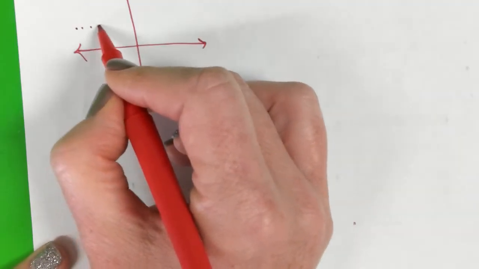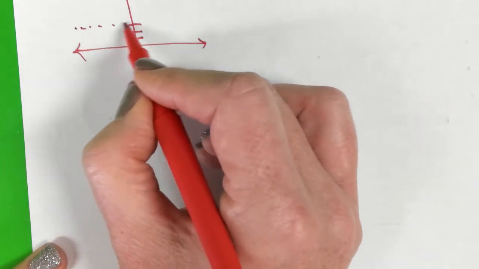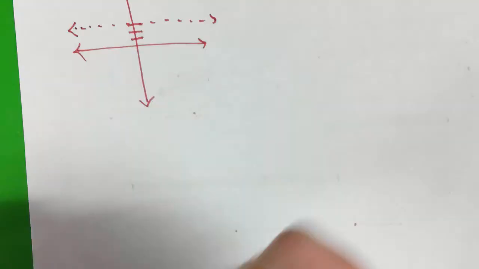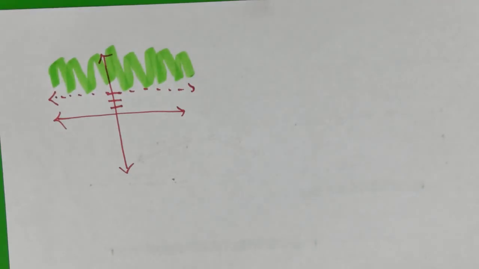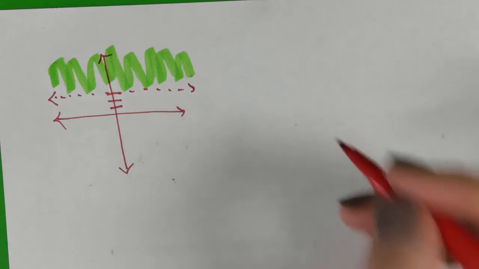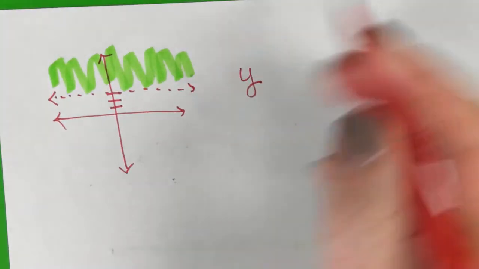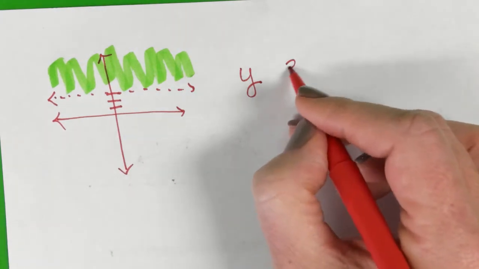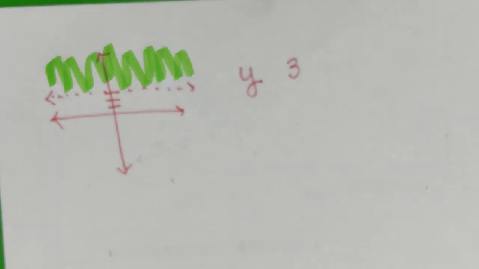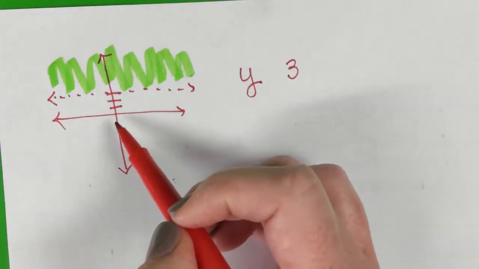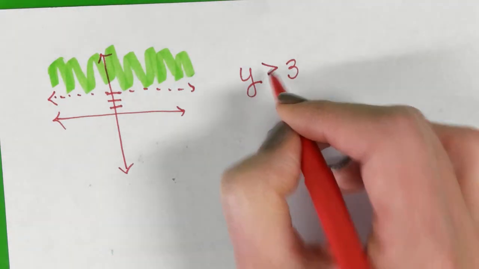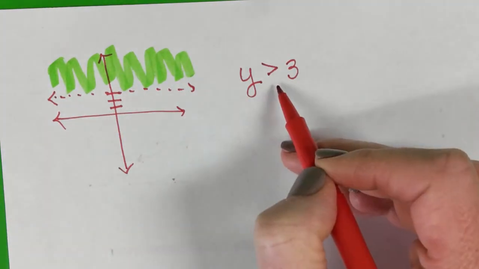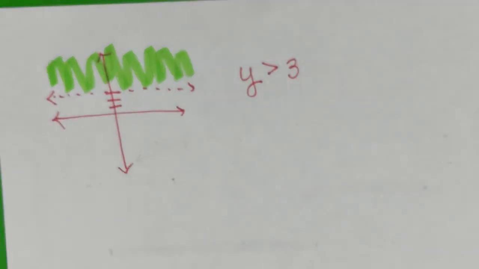So let's see, 1, 2, 3. Let's say that I had a graph that looks like this. First off, we know that horizontal lines are y equals lines, right? And this is going through 3, so if we were writing it as an equation, we would just say y equals 3. But this is an inequality. Now, we're shaded above the line, so that's greater than. It's dotted, so I wouldn't put equal to. So it would just be y is greater than 3.